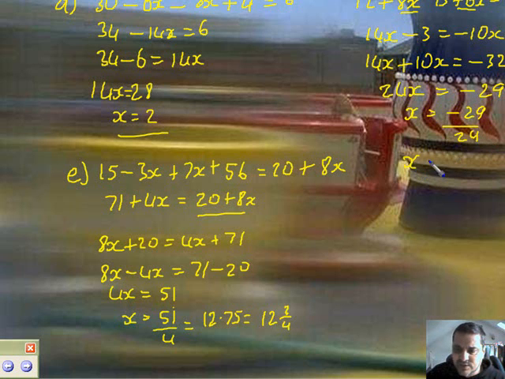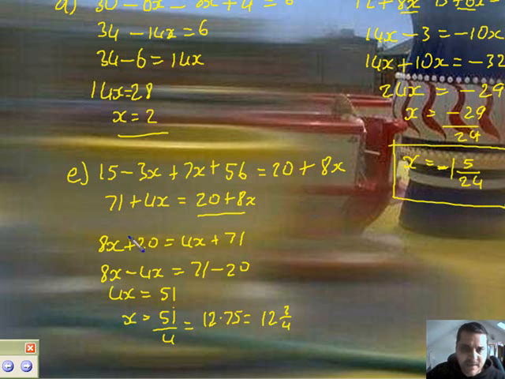I think I'll leave it as a fraction. 24's into 29 go once, and that leaves me with 5, I believe. 5 24ths, but the whole thing's negative. So the answer is minus 1 and 5 24ths. So that minus is meant to be there. Alright, so let's just turn over.